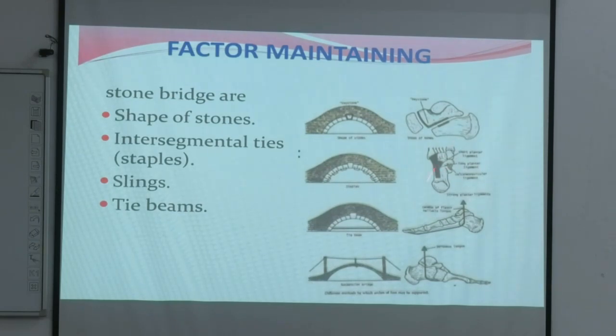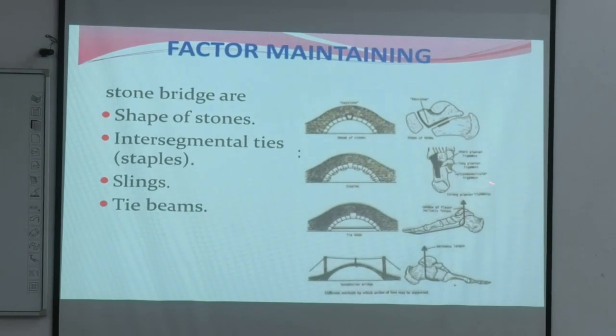Here we have ligaments: long plantar ligaments, short plantar ligaments, plantar aponeurosis like this, or calcaneocuboid ligament like this. These ligaments will act as the intersegmental ties or staples. Now there are slings. Slings help in keeping, pulling the arch from upward.